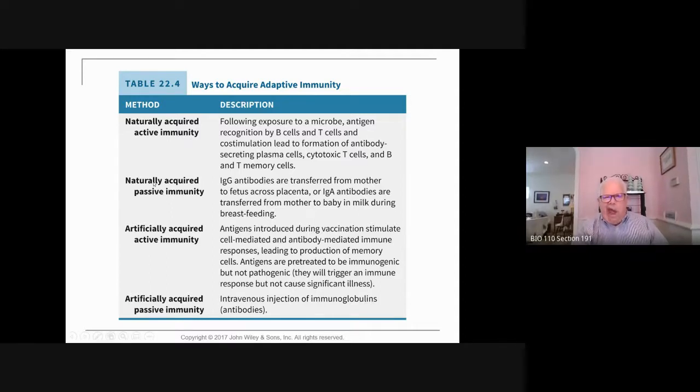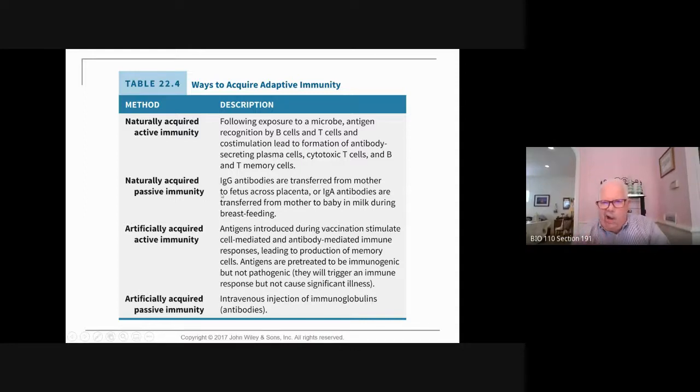How do you get naturally acquired passive immunity? Well, I'm going to give you a shot of IgG antibodies of COVID-19, and now you will be immune to it. So if I give you IgG antibodies towards COVID-19, you didn't have the disease, but you acquired it naturally. So that's called naturally acquired passive immunity.